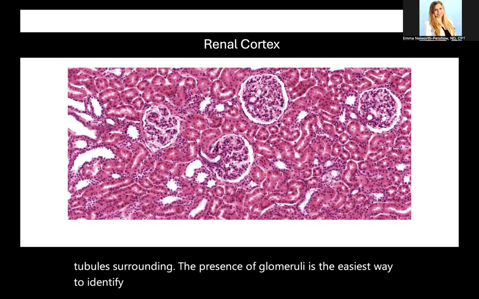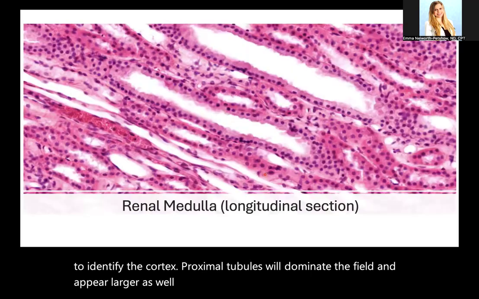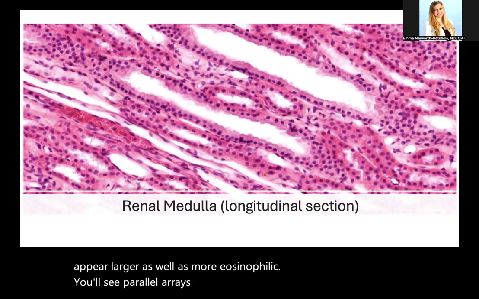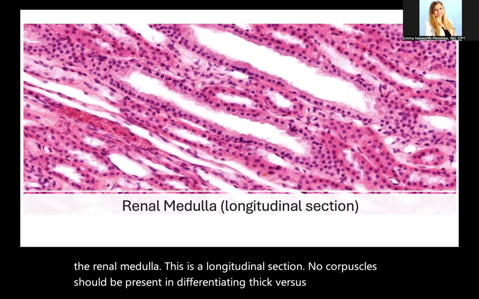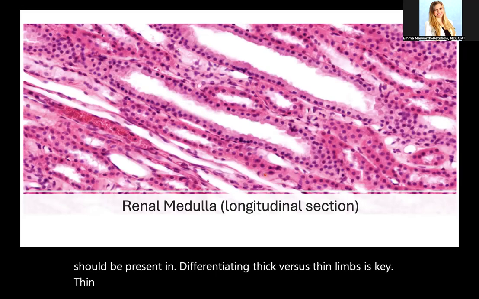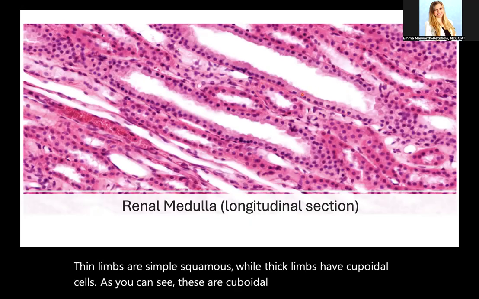Proximal tubules will dominate the field and appear larger as well as more eosinophilic. You'll see parallel arrays of loops of Henle and collecting ducts in the renal medulla. This is a longitudinal section. No corpuscles should be present, and differentiating thick versus thin limbs is key. Thin limbs are simple squamous, while thick limbs have cuboidal cells. As you can see, these are cuboidal cells here.